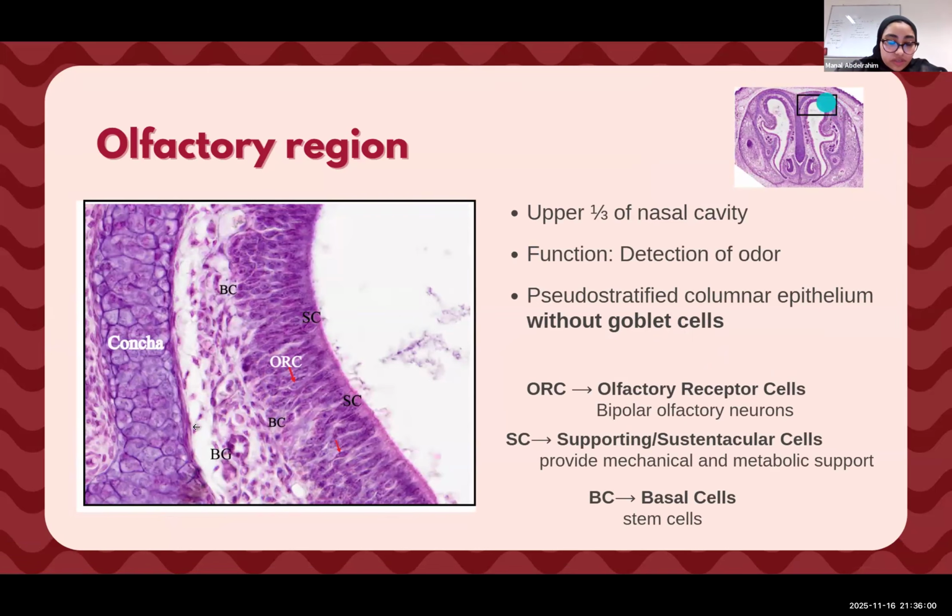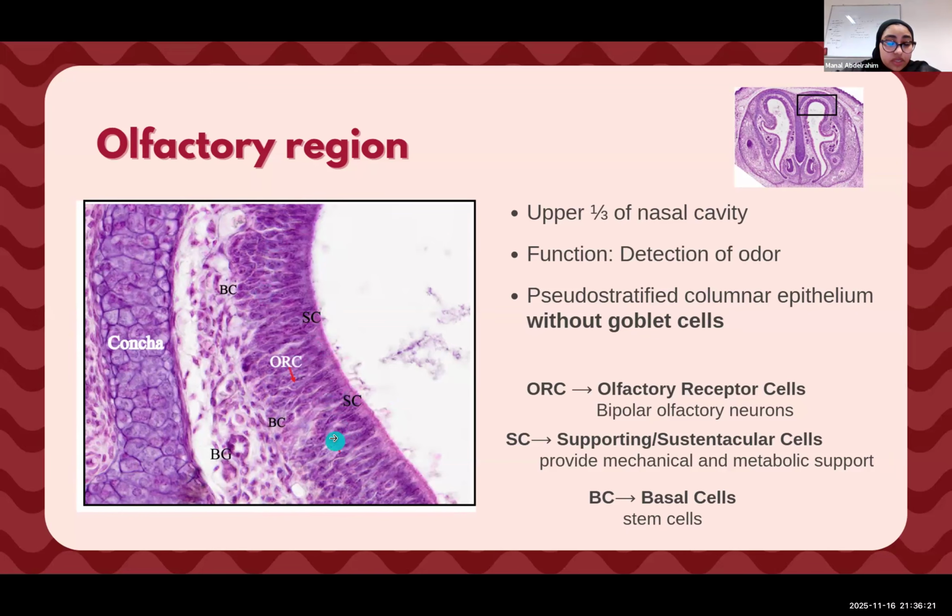If we were to zoom in like crazy, this is what it looks like. And this is the upper third of the nasal cavity. And the main function of it is just to detect smells. It detects smells, that's it. And the epithelium found here is the pseudostratified columnar epithelium, but without goblet cells. Most respiratory epithelium has the goblet cells, but this part is an exception. It does not have the goblet cells.